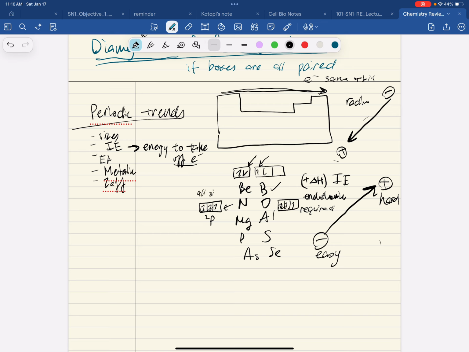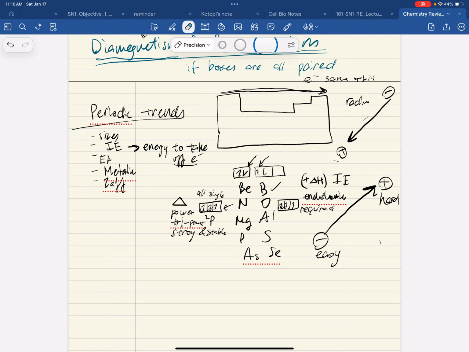All single paired is like a triangle power. It's like a trio power, that three singly paired 2p orbitals are very strong and stable. Depends on what your prof wants to teach you, but in what I learned, these three are just stable because they are all opposing each other, and all of them are singly paired, so they don't want to add another one. Adding another one requires more energy.